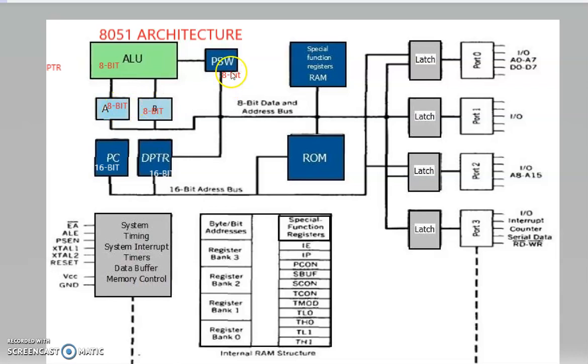Register A, register B, the PSW register, the ALU, etc. are 8-bit, and they are connected to the 8-bit address and data bus. A common bus is used for carrying address and data. The program counter is 16-bit in size, and it is used to hold the address of the next instruction to be executed. Please be clear that it doesn't hold the instruction, it holds the address of the next instruction to be executed. Usually the instructions are executed in a sequential manner.